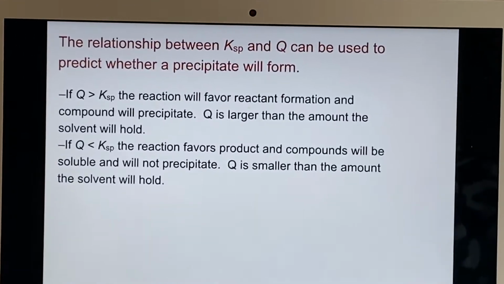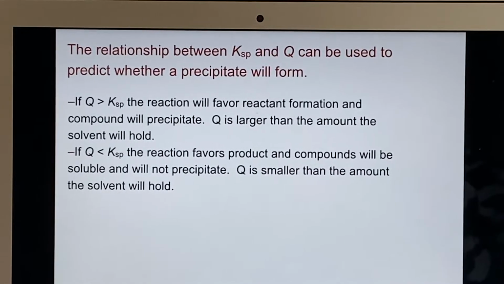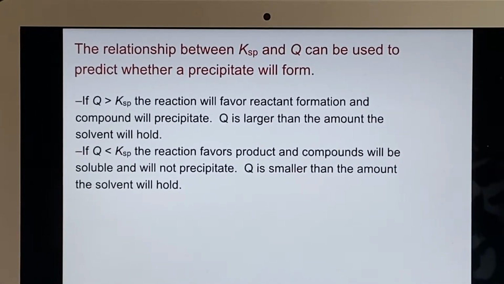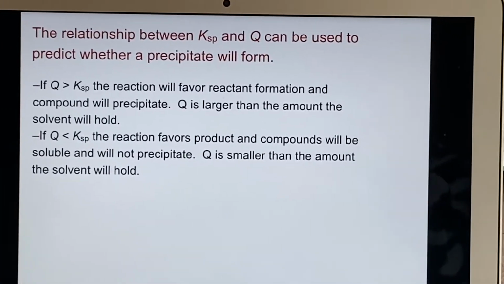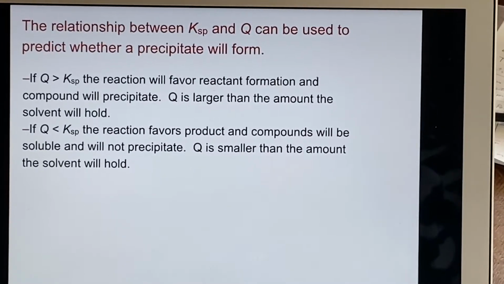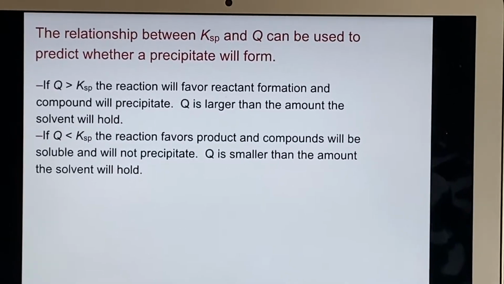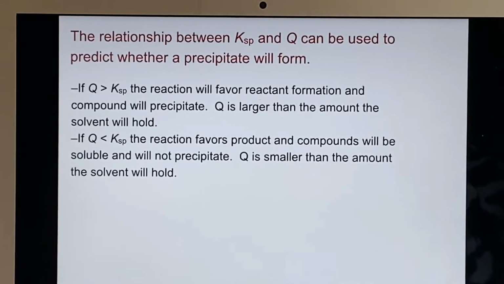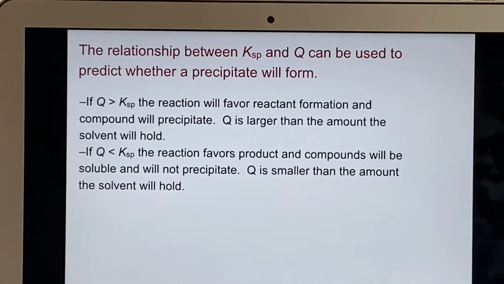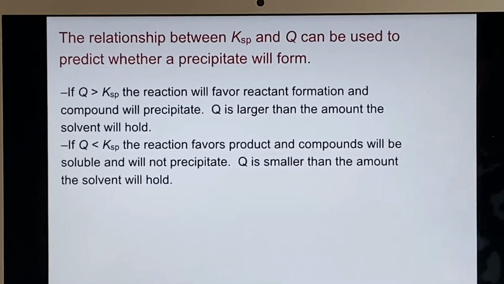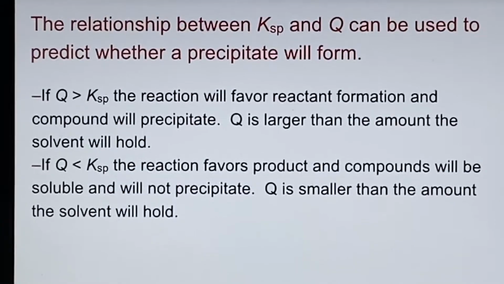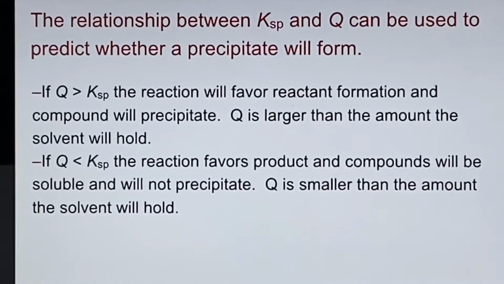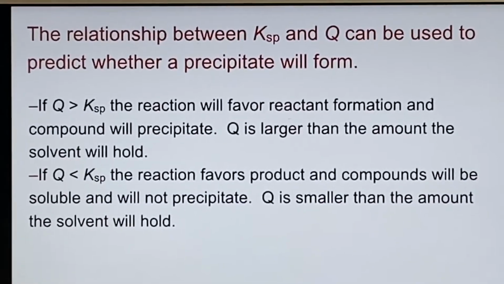We've said that there's a solubility product, Ksp, and our old friend Q has come back. Q is going to help us tell whether a precipitate will form by comparison with the value of Ksp. If Q is bigger than Ksp, then the reaction will favor reactants and you will have the precipitate. Q is larger than the amount the solvent is actually capable of holding.